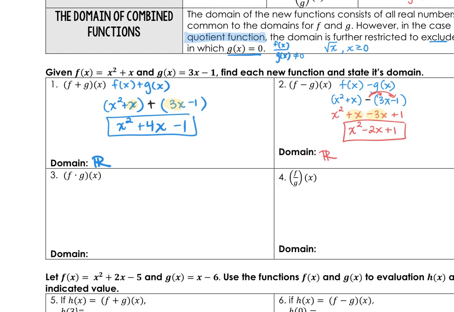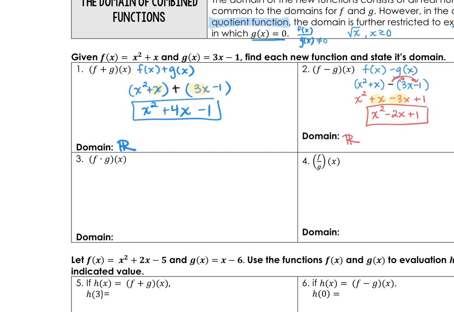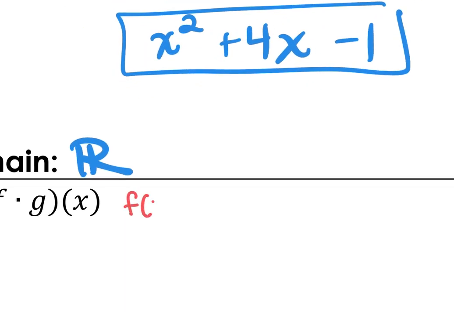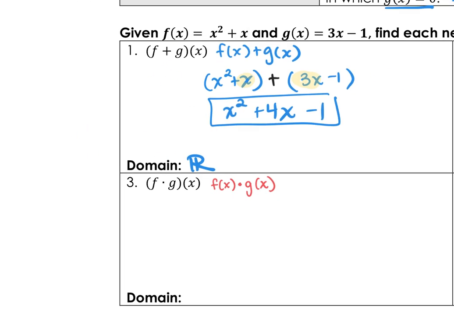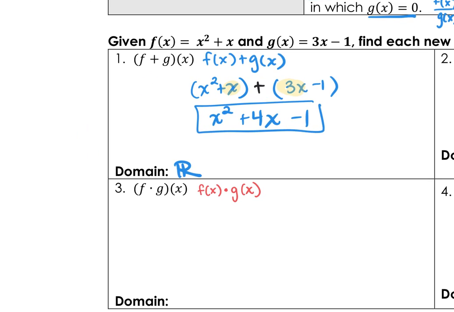All right, and then practicing our multiplication. We've got f times g of x. So this just means I'm going to take f of x and I'm going to multiply it by g of x. So x squared plus x, and I'm going to multiply that by the 3x minus 1.